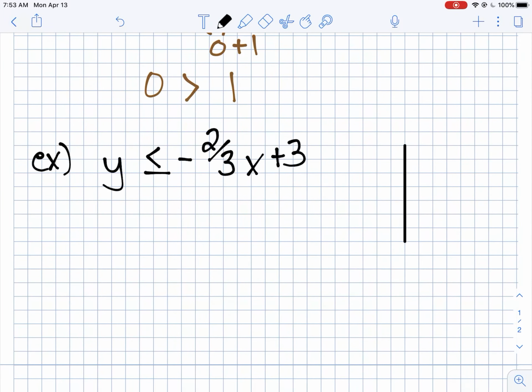So I'm going to graph that now on my graph. I'm going to make a nice little coordinate plane here.